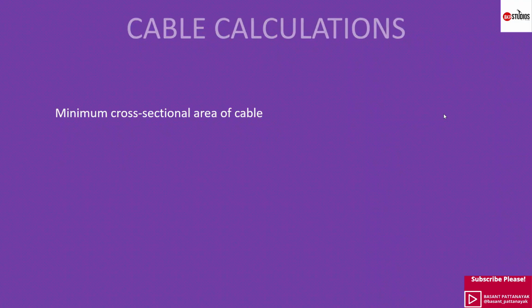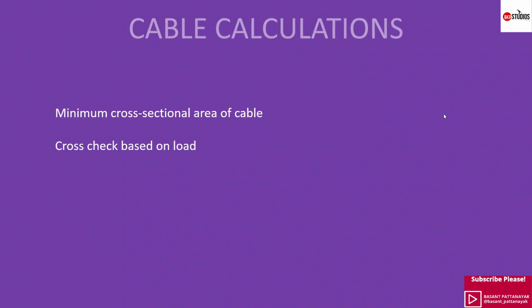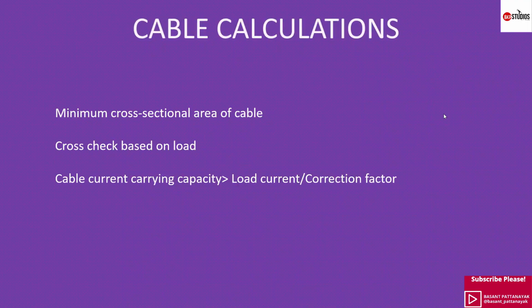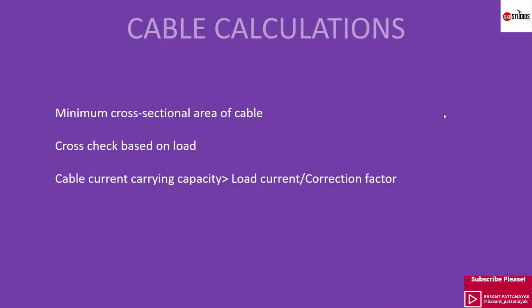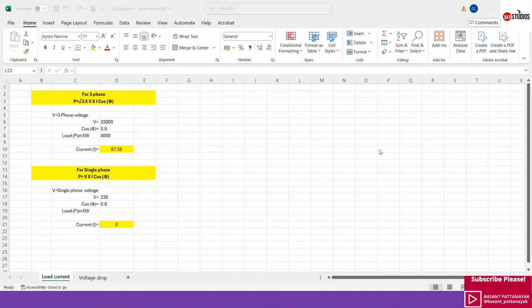After finding the minimum cross-sectional area based on the short circuit levels, the next step is to cross-check the cable size based on the load. The logic for this is that cable current carrying capacity should always be greater than load current divided by correction factor. We have discussed this in detail in our LV cable sizing video. I will provide the link in the description box. From where will we get the load current? We will get it from the equation P equal to root 3 VI cos phi. I have prepared an Excel sheet for the ease of calculation. I will provide the link in the description box. Please download that. In that, just enter the voltage and the load, and you will get the load current.